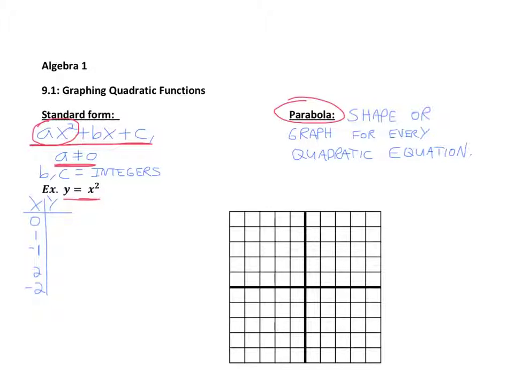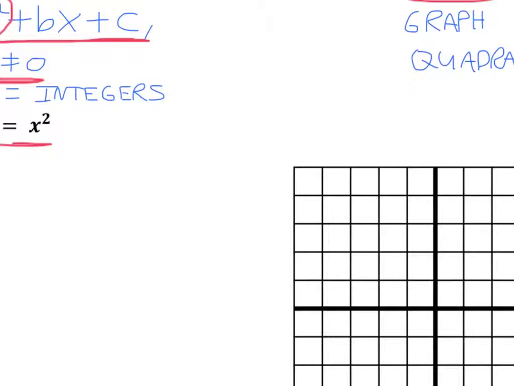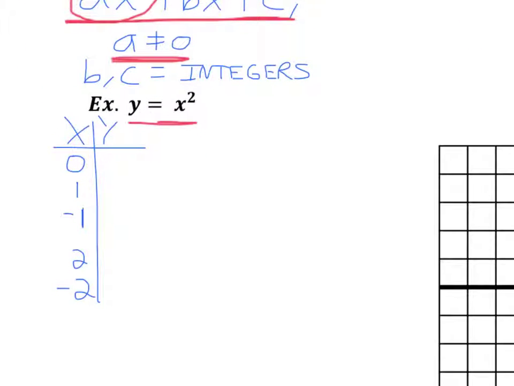All right, so I'm going to zoom in here for y equals x squared. I'm going to zoom into the xy chart, and then I'll graph. If I plug in 0, I get 0 squared. Well, 0 times 0 is 0. So this is just the origin, 0, 0. If I plug in 1, that gives me 1 squared. Well, 1 times 1 is 1, so this ordered pair is 1, 1.